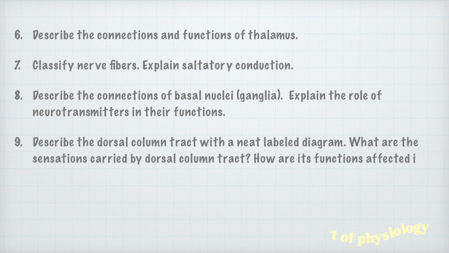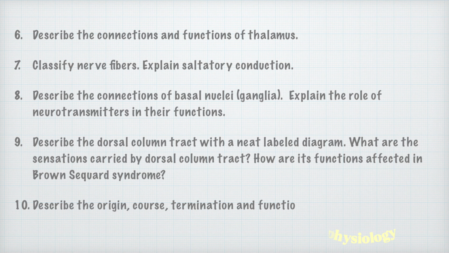Describe the dorsal column tract with a neat labeled diagram and what are the sensations carried by dorsal column tract. How is its function affected in the Brown-Sequard syndrome? Again, dorsal column tract with diagram including origin, course, termination and function. Then what are the sensations carried? Again, function only. Then how is its function affected in the Brown-Sequard syndrome? So if the question is about the dorsal column tract, you should write something about Brown-Sequard syndrome as an applied aspect.